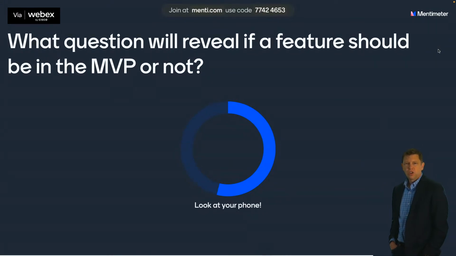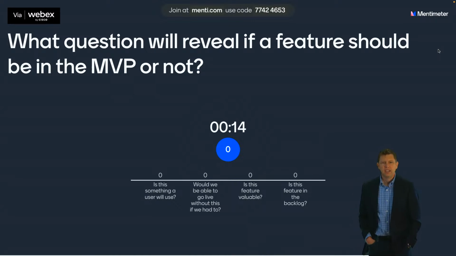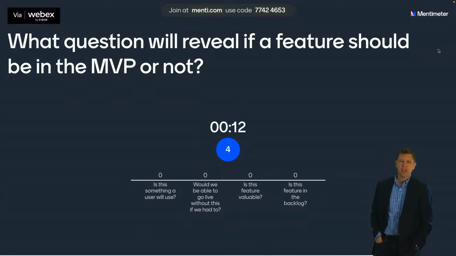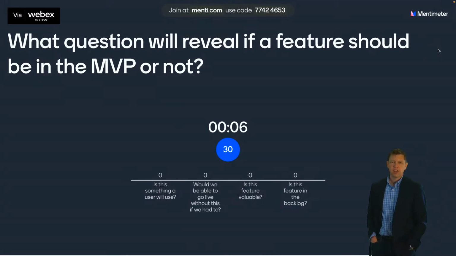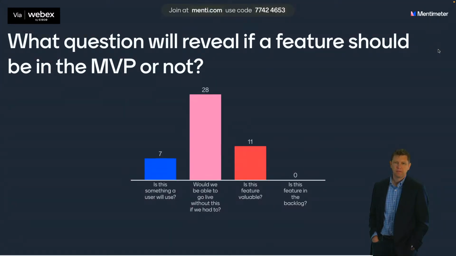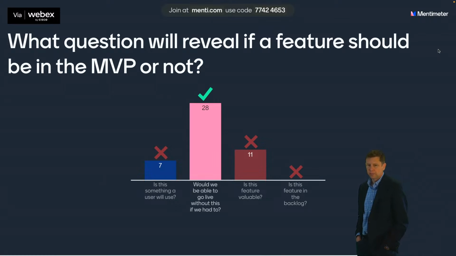What question will reveal if a feature should be in the MVP or not? Is this something a user will use? Would we be able to go live without this if we had to? Is this feature valuable? Is this feature in the backlog? So yes, would we be able to go live without this if we had to?